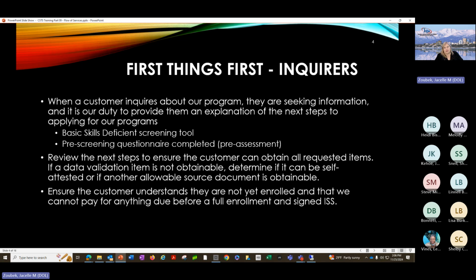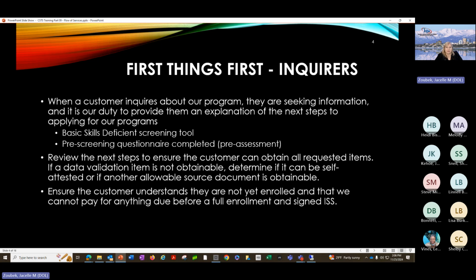And if it is a data validation element and it's going to be difficult for them to get it and it can be self-attested, then you could see if there's a different source document they could get or use that self-attestation as they come back and apply. So it's always good to let them know what they need in advance and then ask them, will there be any trouble getting any of these things?